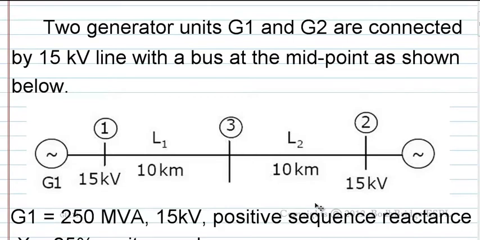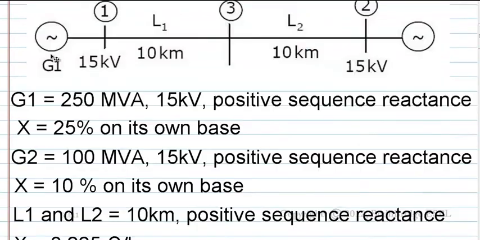Question: two generator units G1 and G2 are connected by a 15 kV line with a bus at the midpoint as shown below. Diagram is like this. G1 is 250 MVA, 15 kV, positive sequence reactance is equal to 25% on its own base. G2 equals 100 MVA, 15 kV, positive sequence reactance X equals 10% on its own base.